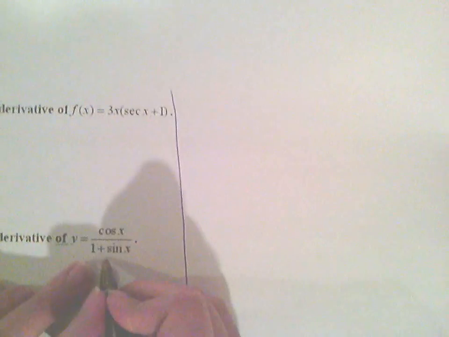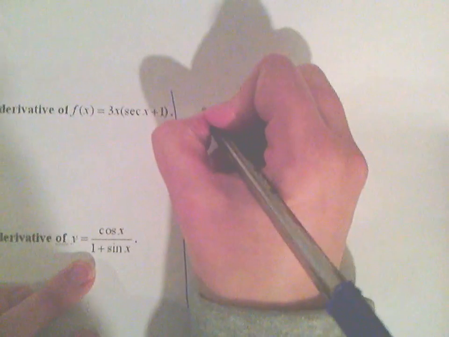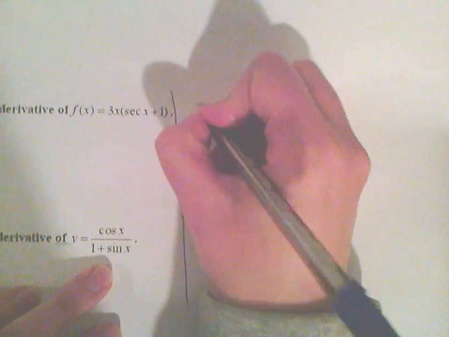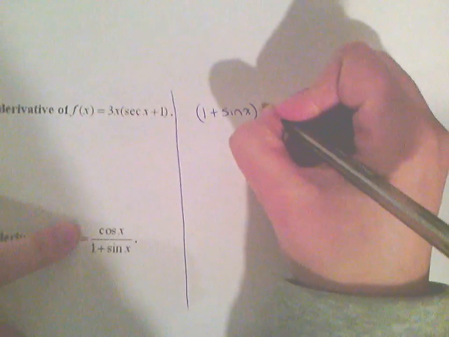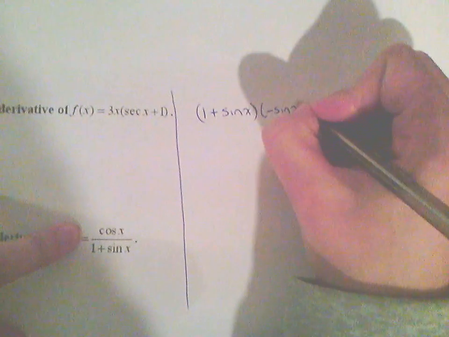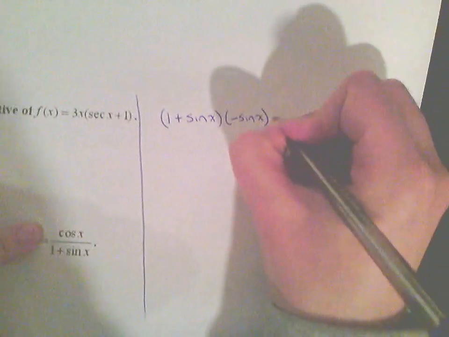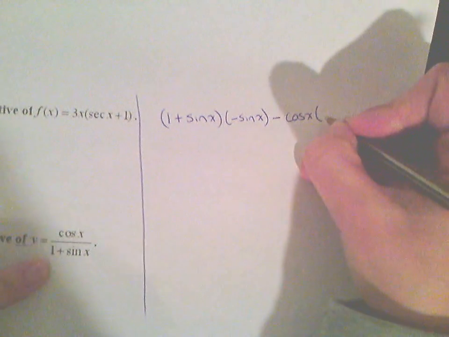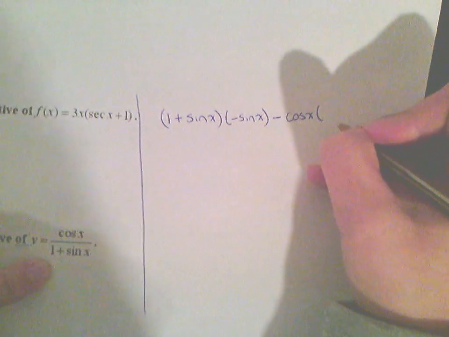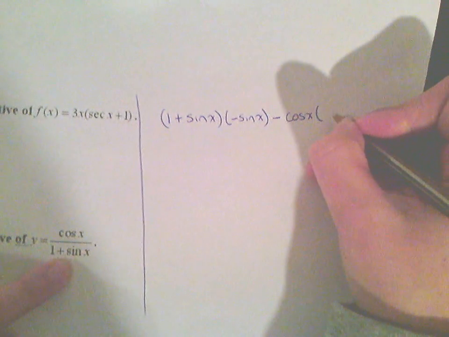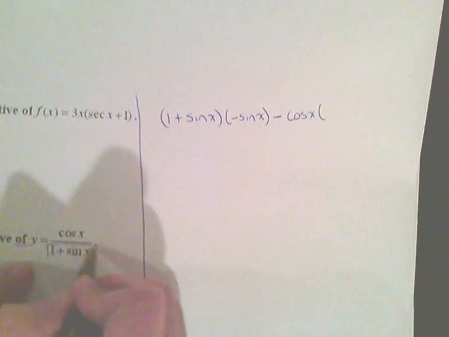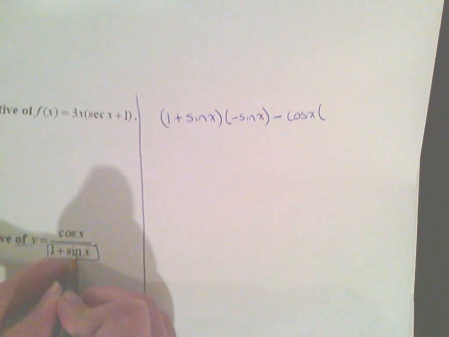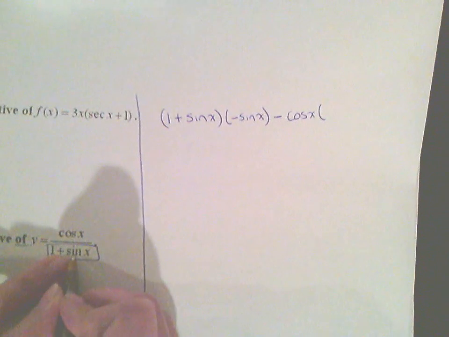Alright, so the first thing, it's the bottom. So 1 plus, because this is division, so I'm using the quotient rule. So 1 plus sine of x times the derivative of the top, which is negative sine of x. And then minus the top, which is cosine of x, minus the derivative of the bottom. Okay, so what is the derivative of this bottom? The derivative of 1 is 0, and the derivative of sine of x is cosine of x.